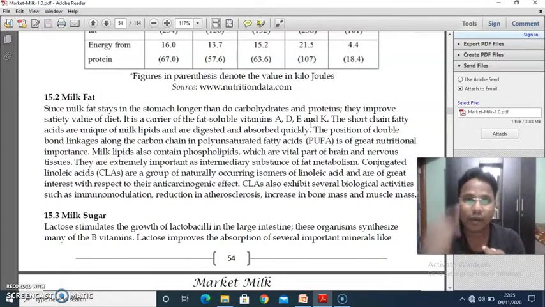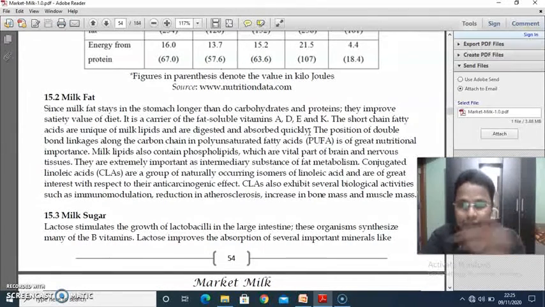Vitamin A is required for the eye's health. Vitamin D is required for healthy bones, and it prevents the formation of rickets. Then vitamin E is required to maintain normal fertility, and vitamin K is required for blood clotting. So all these vitamins are called the fat soluble vitamins, and all of them are present in the milk fat. As it has short chain fatty acids unique to milk lipids, it is digested easily and absorbed very quickly.